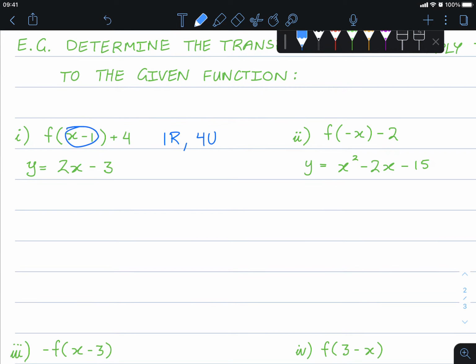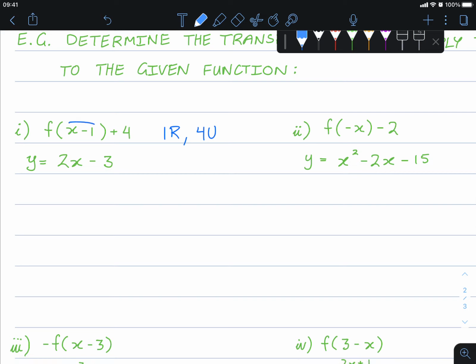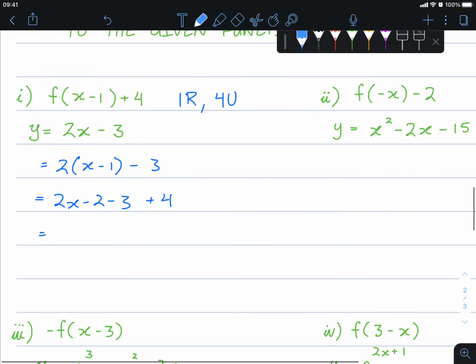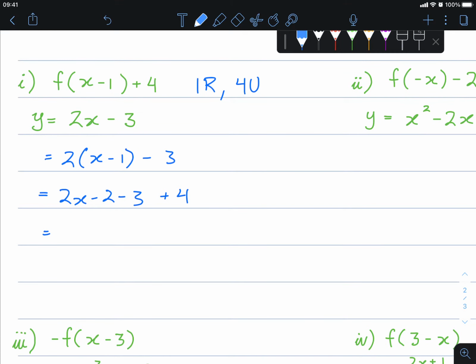There's 1 to the right and 4 up. Well, let's do the 1 to the right first. That's x minus 1 minus 3. And then we're going to do 4 up. I'm going to expand this, 2x minus 2 minus 3. And then I'm just going to add 4 to go up. This gives us negative 5 plus 4, 2x minus 1. This here is the transformed function of this one.